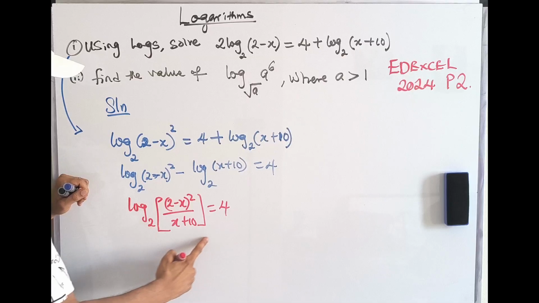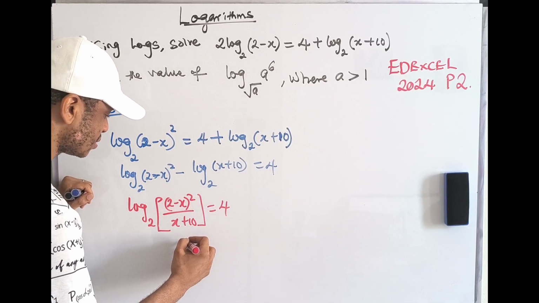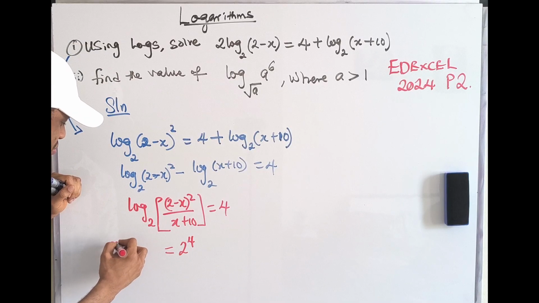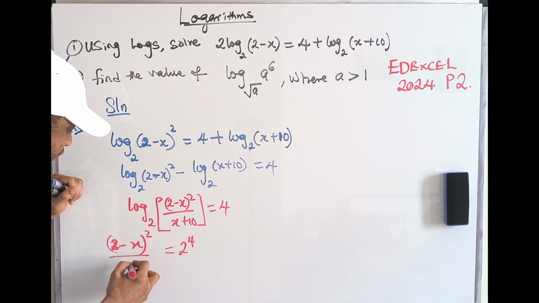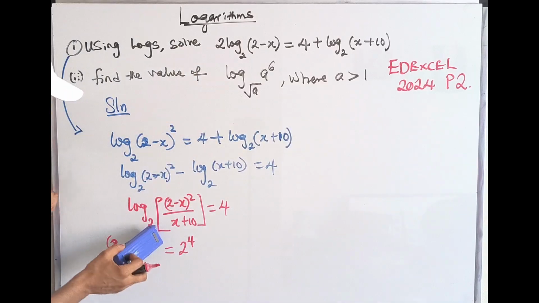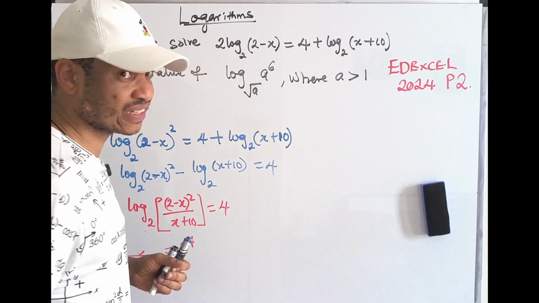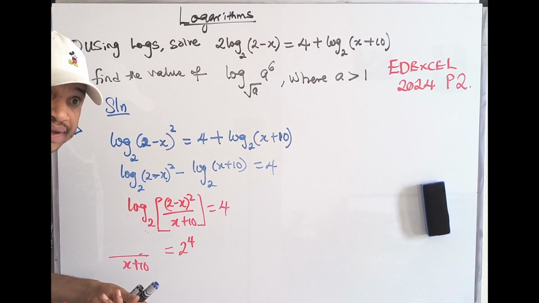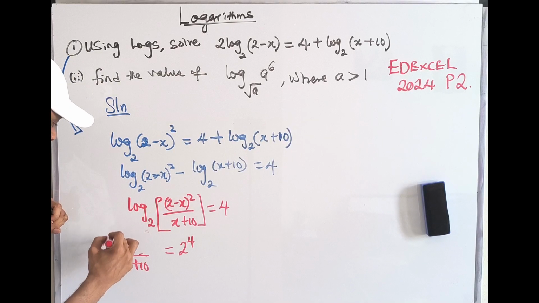Then you should know this is going to raise this as a power. There's a law that says the base here takes this up. So 2 to the power of 4 is equal to (2 minus x) all squared over (x plus 10). Okay, because of space, I will just expand this. You should know how to expand a square, right? Don't do double brackets after year 10. So this will be 4.